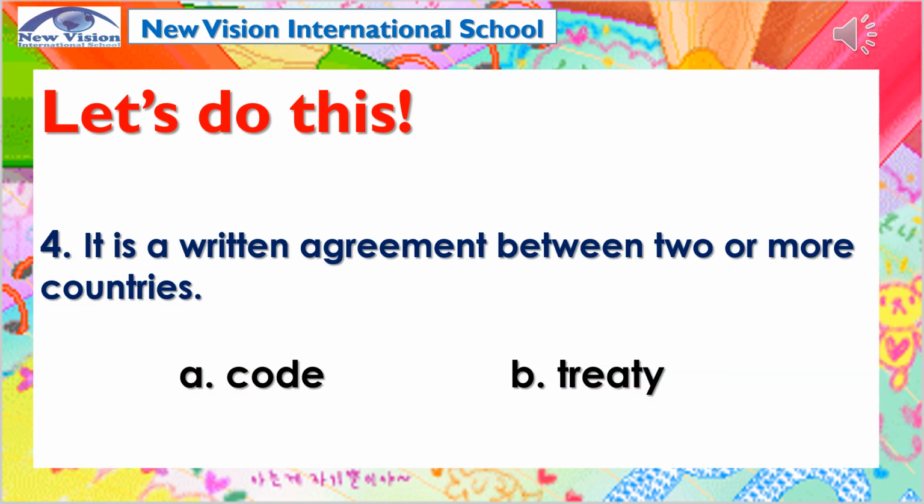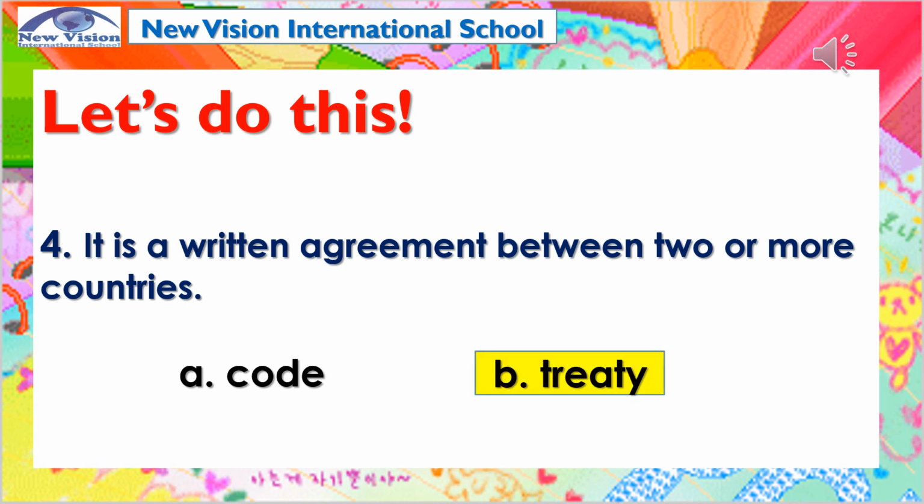Number 4. It is a written agreement between two or more countries. Is it A, code, or B, treaty? It's letter B. Treaty is a written agreement between two or more countries.